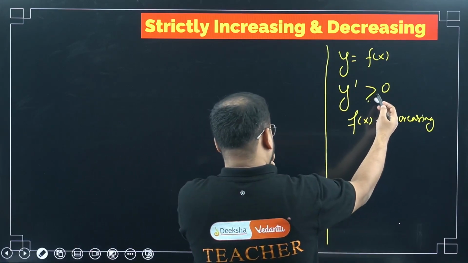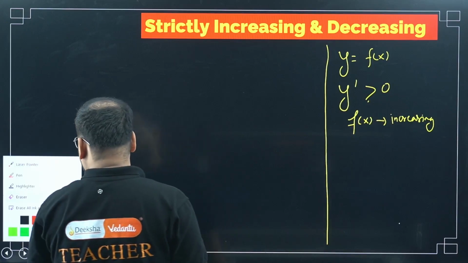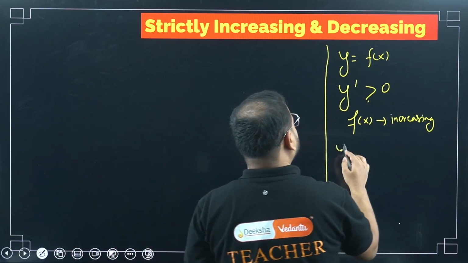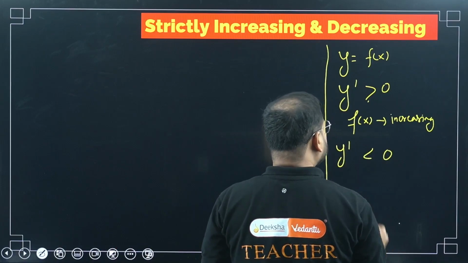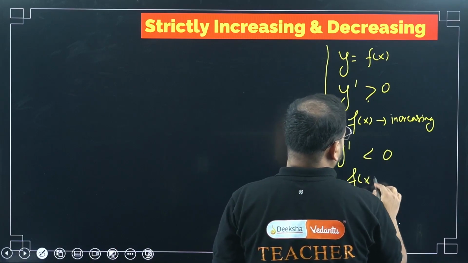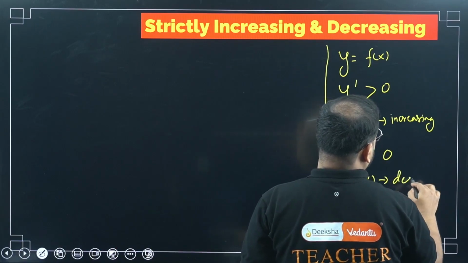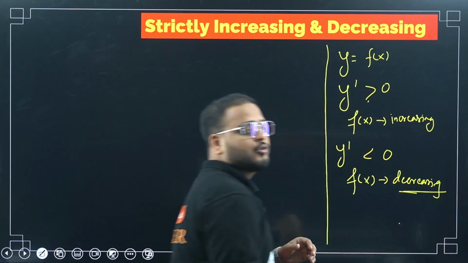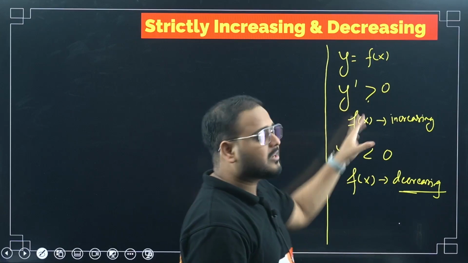So don't worry about that part right now. Just know this, that greater than 0 means increasing. If the derivative is coming to be less than 0, I'll call the function f(x) to be decreasing, sir. Okay, so this part is clear. When can I call a function to be increasing and decreasing?